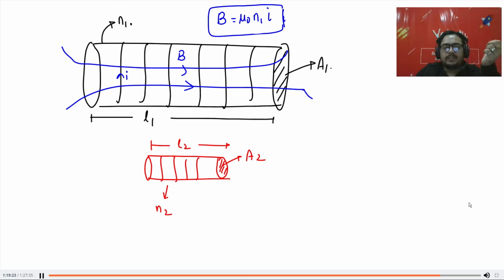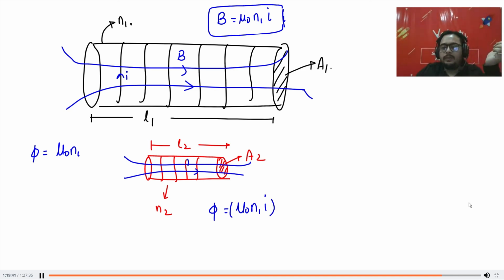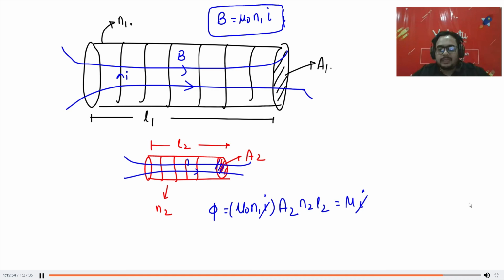So what will be the flux through this? Flux through this will be B dot A. Now B is mu naught N1I. Let me write it here. Flux will be mu naught N1I into area of cross section, which is A2, into total number of turns, which is N2 L2. And this should be equal to Mi. I gets cancelled out and you get the value of M. So I have repeated it. I hope it is clear now, whoever was asking for it.